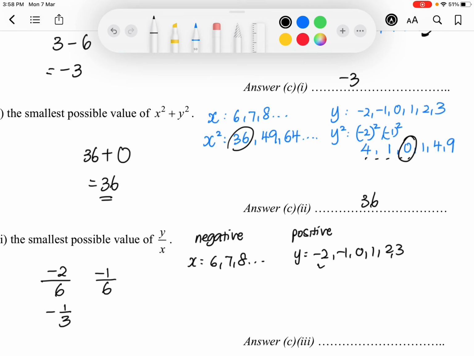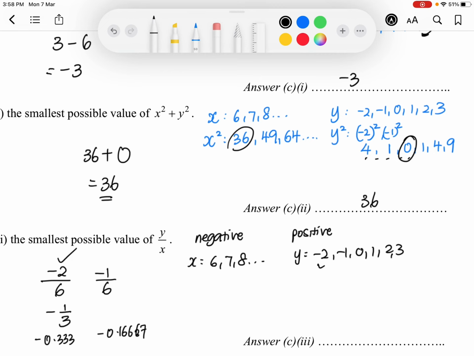Negative 0.166. Which one is smaller? This is negative 0.333. This one is negative 0.1666. Which one is more negative? Smaller. So this answer will be smaller, right?